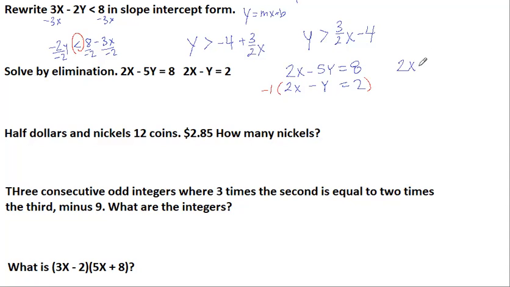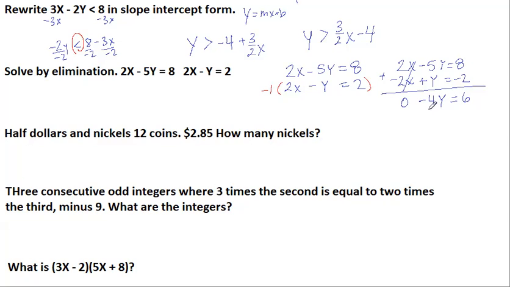So let me rewrite this first one. And then this one, 2x times a -1 is -2x. A -1 times a -y is a positive y. And then 2 times the -1 is -2. Now I can add up the equations, and this one will eliminate. 2x minus 2x will give me 0. Minus 5y and plus y is going to give me a negative 4y. And then 8 minus 2 is 6.